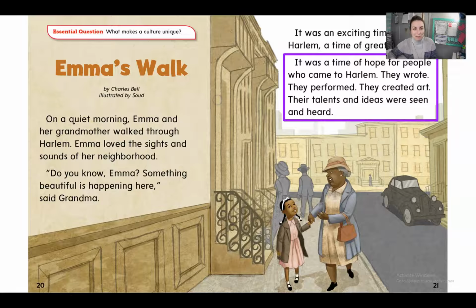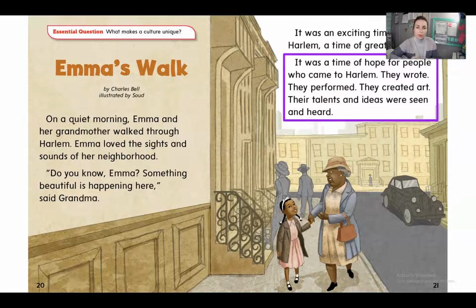So let's try that. We are looking for the word talents here. It's not highlighted because I think this one's from a 3rd grade text. Let's go ahead and read the whole purple box. It was a time of hope for people who came to Harlem. They wrote. They performed. They created art. Their talents and ideas were seen and heard.